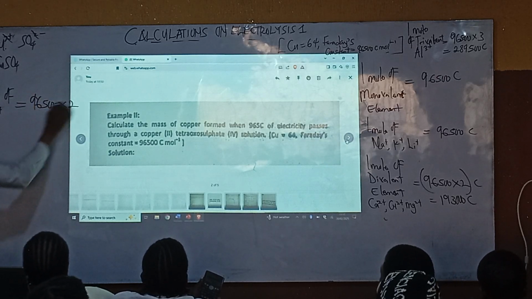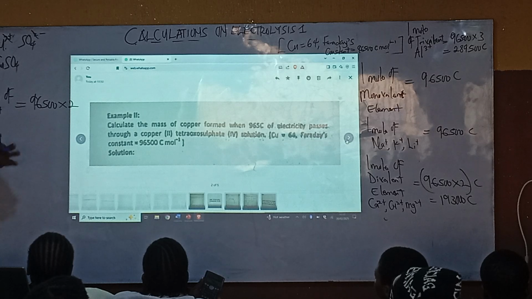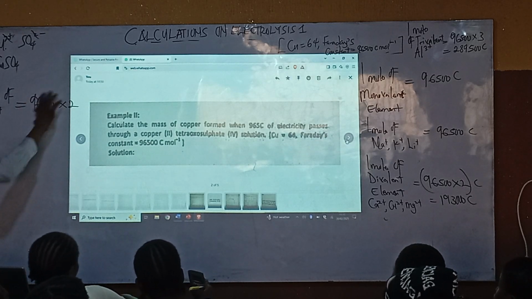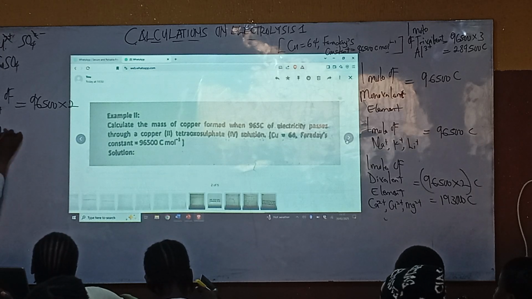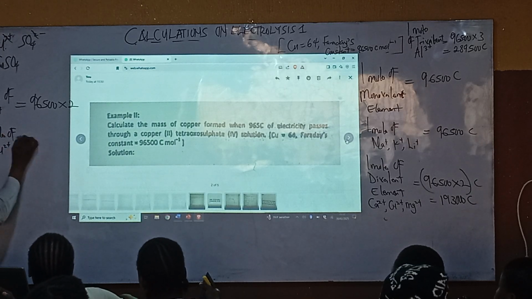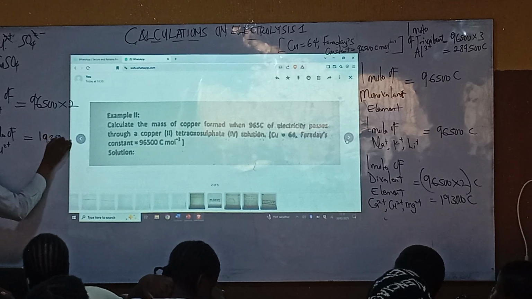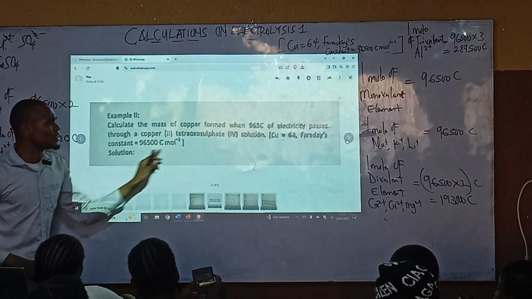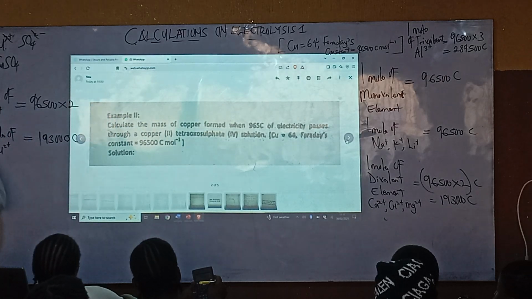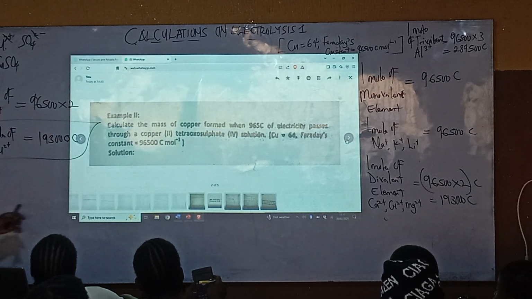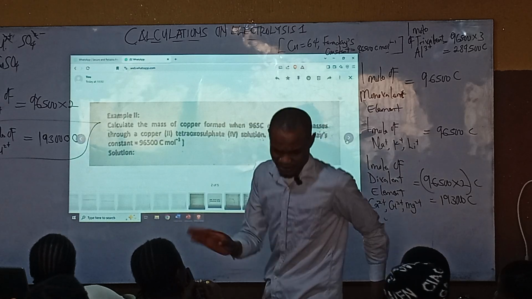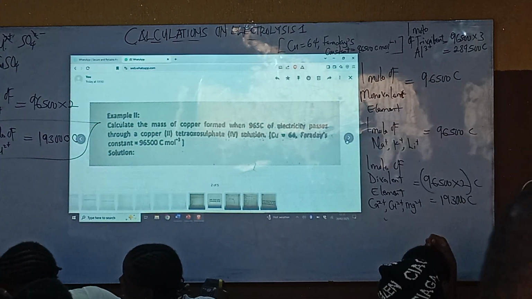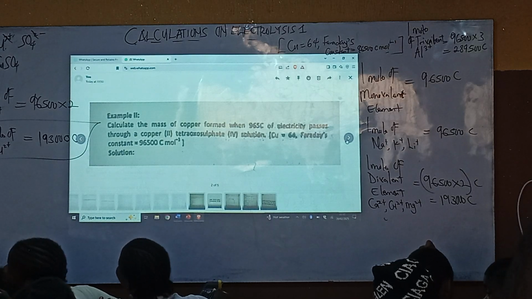96,500 coulombs times 2 is a constant value, just like 10 millimeters equals 1 centimeter. Are you getting it now? So 1 mole of copper 2 ion equals 193,000 coulombs, right? To calculate the mass of copper formed, you are going to need this, and 1 mole is also equivalent to atomic mass. 1 mole of an element is the same as its atomic mass.